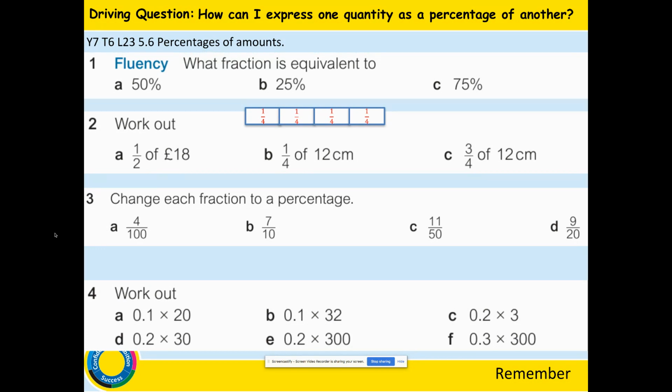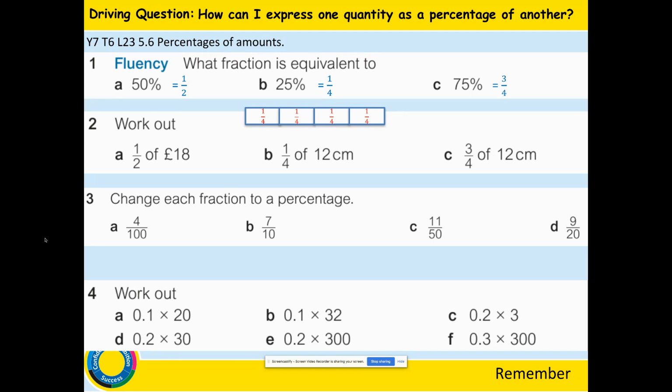Okay, what fraction is equivalent to 50%, 25% and 75%? These are the 3 that I've told you before, really must have in your head. All 3 versions, the fraction, the decimal and the percentage. 50% is a half or 0.5 as a decimal. 25% is a quarter, that's 0.25 as a decimal. And 75% is 3/4, which is 0.75 as a decimal. Those 3 really important to have in your heads.